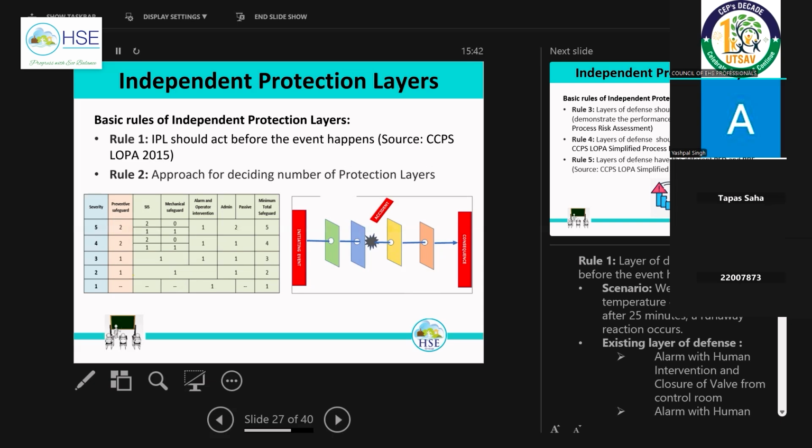Now, in case of severity 5, for alarm and operator intervention, maximum we should consider 1, because normally 1 operator is always there for 1 DCS system. That is a basic concept. In case of 2 operators, normally they hand over to each other during the breaks, so at a time, normally a maximum of 1 is present, even during the breaks. So alarm and intervention should be only 1. Admin and passive, we can have 2. So that's the basic requirement.